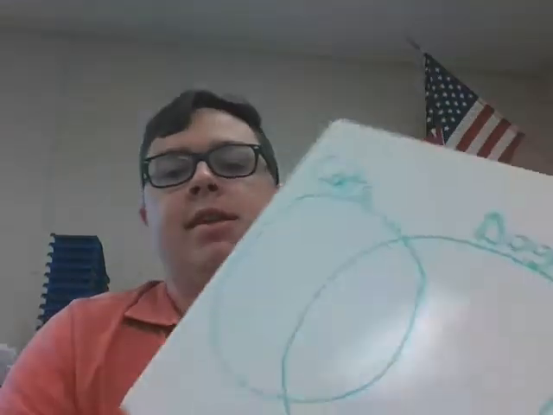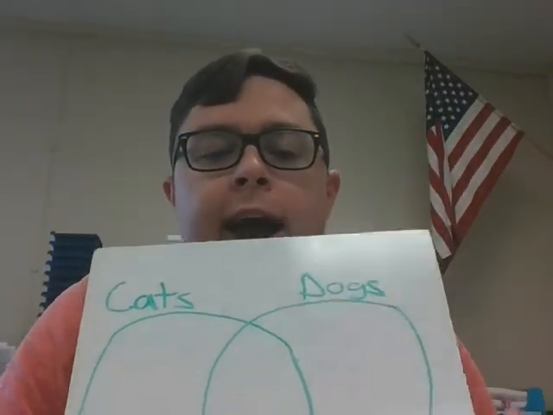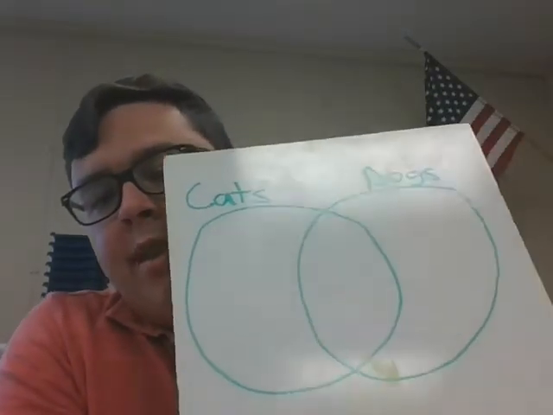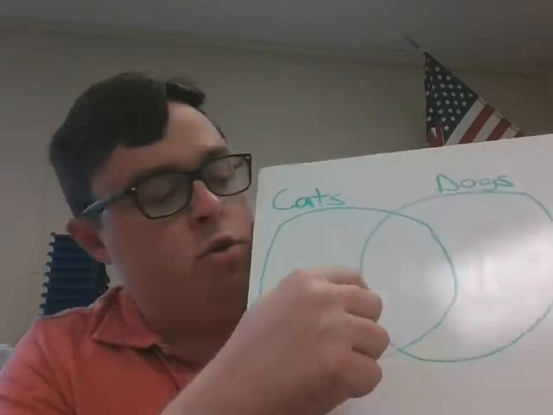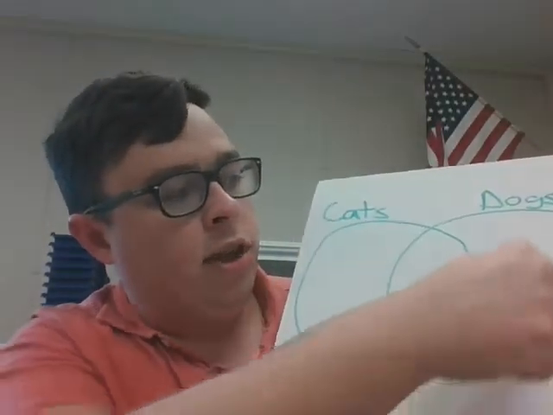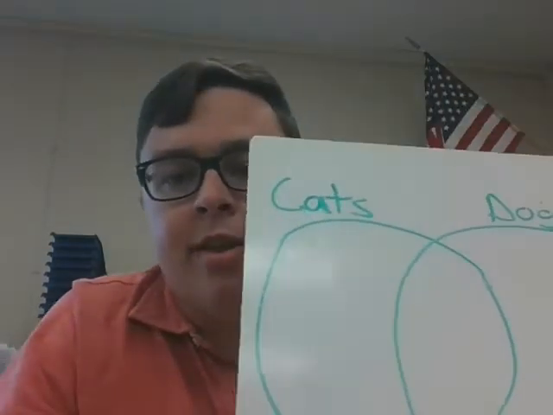I wanted to jump on here and show you something. I'm going to introduce what this is. This is called a Venn diagram. And if you can see what it is, two circles, one circle here and one circle here that come together.